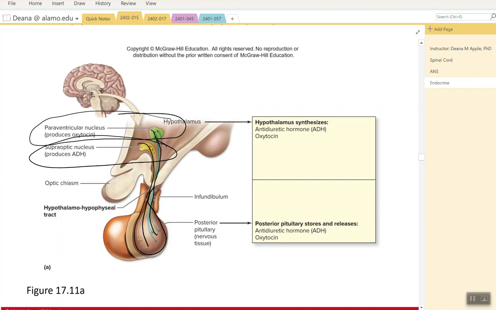Yeah. So the posterior pituitary is going to store these hormones. So this is where the cell bodies are up here, the somas. So we make the hormone there in the hypothalamus, and then we transport it down these axons. What type of transport is that called? We're going down away from the cell body.